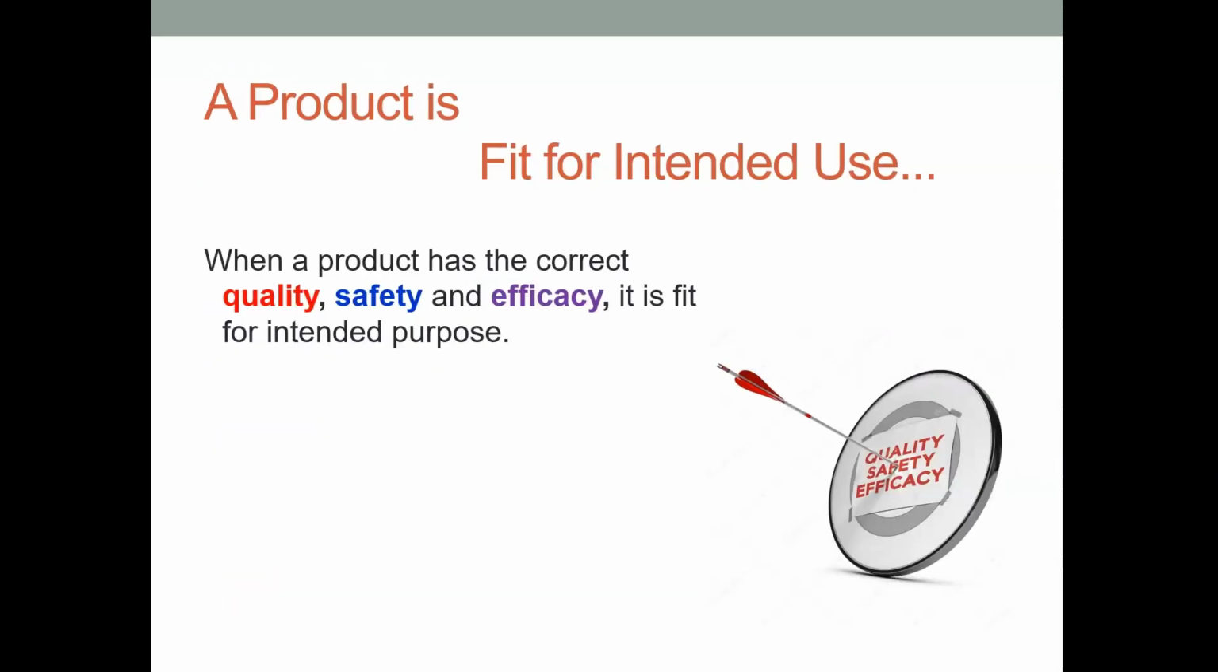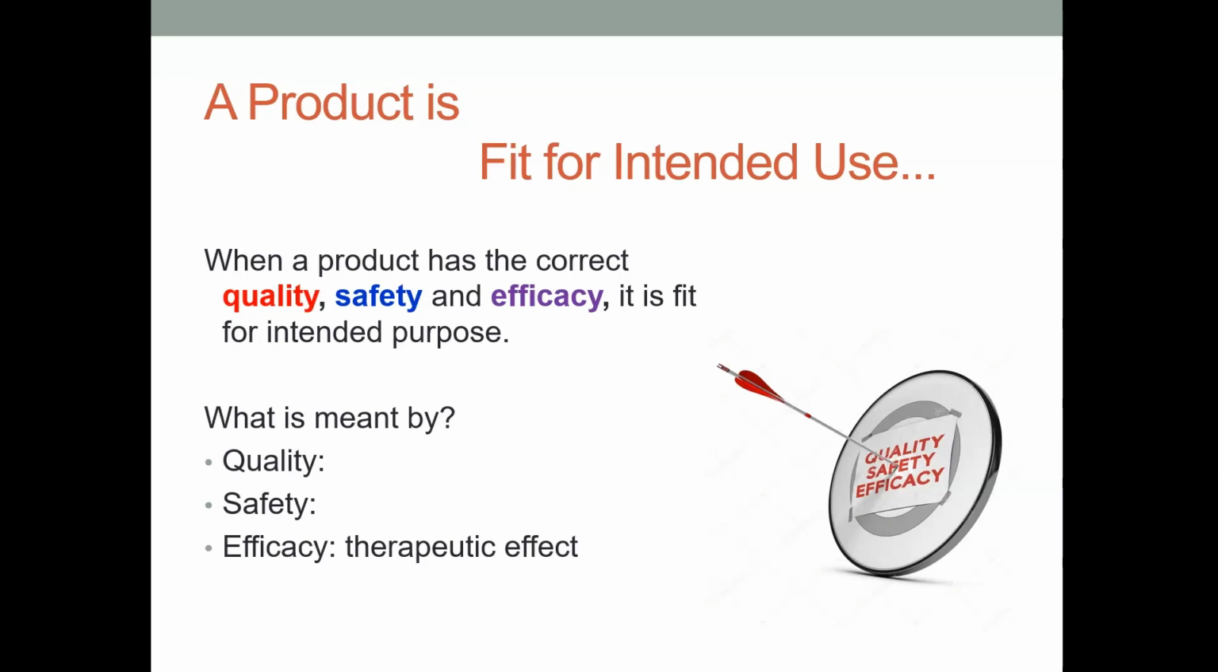A product is fit for its intended use when it has the correct quality, safety, and efficacy. That means it's fit for its intended purpose. And this is a term that you hear used in the GMPs a lot, fit for intended use. So we're pretty familiar with what we mean by quality, and we're pretty familiar with what we mean by safety. So the drug has to be safe. It can't have any unexpected side effects relating to it. Efficacy is the therapeutic effect that it has, so the part of the drug that actually does the job.